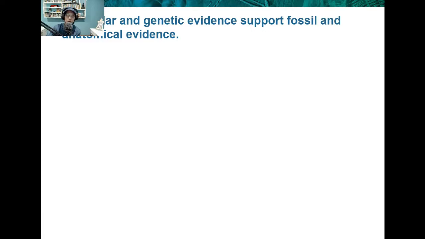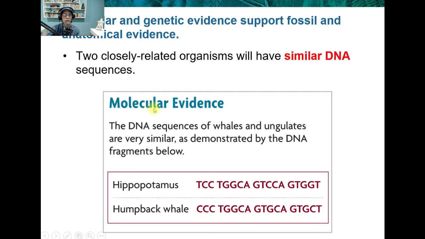And another one would be molecular and genetic evidence, support fossil and anatomical evidence. Of course, when we say genetics, it has something to do with the transmission or passing on of traits. It has something to do with DNA, mutation, adaptation. So if you look at this DNA sequence, whales and ungulates are very similar. So hippopotamus, if you look at the DNA sequence like this, you can find similarities. And according to evolutionists, this is an evidence that evolution took place.